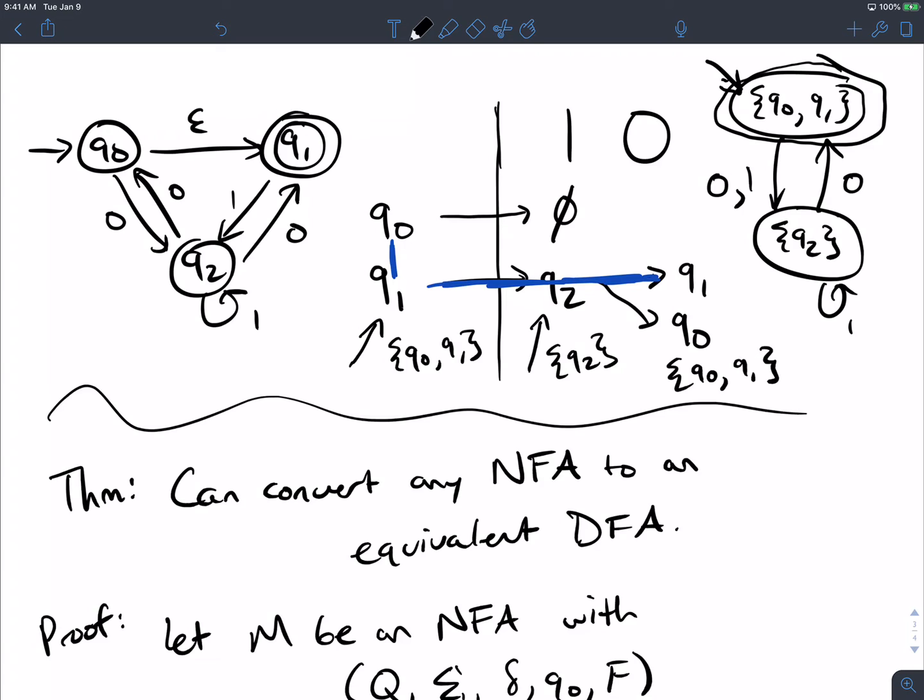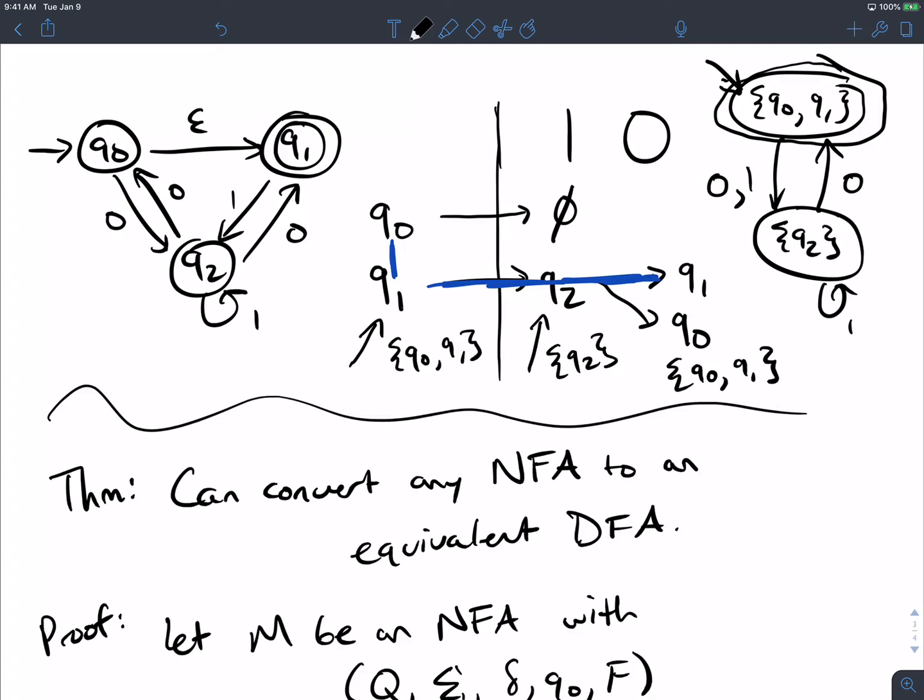Q0 is the start state, but we have another state that we could have reached. Ignore the fact that it's an epsilon transition for now. There's another state we can reach. What did we do with these two things together? We had a set which had Q0 in it. We had another set which had Q1 in it. What did we do to those two sets? We union them together.